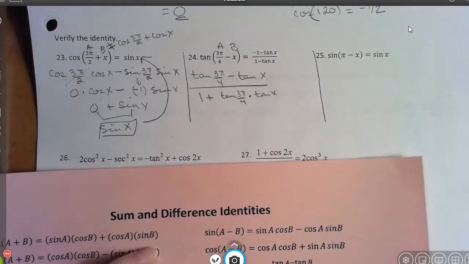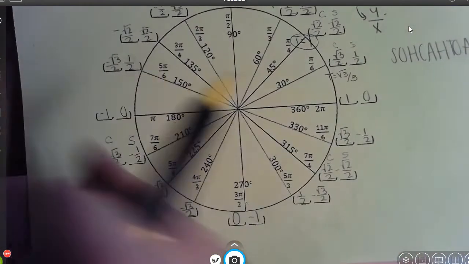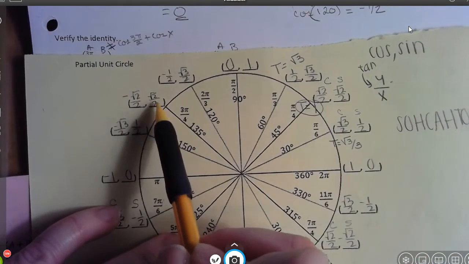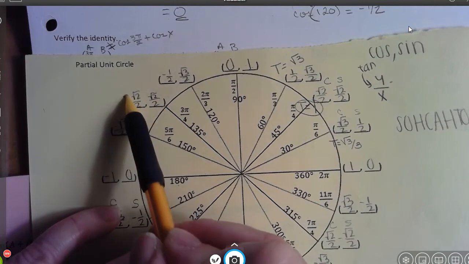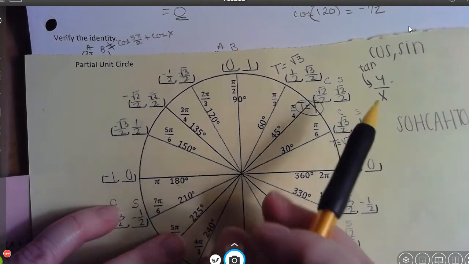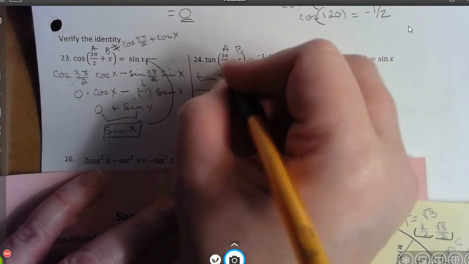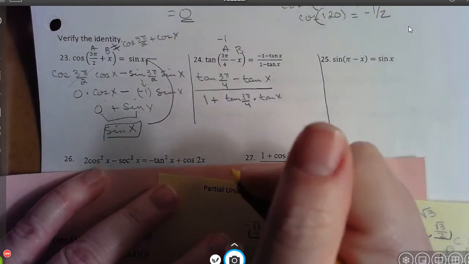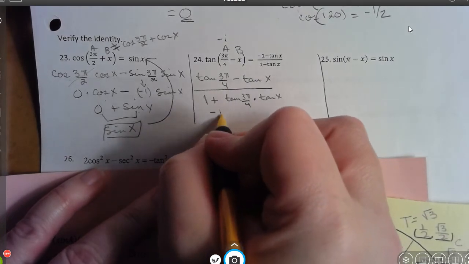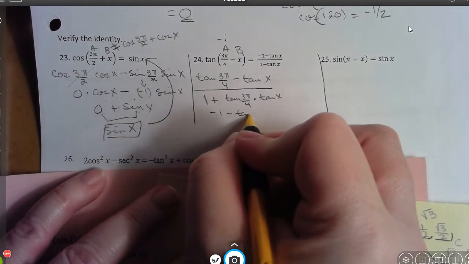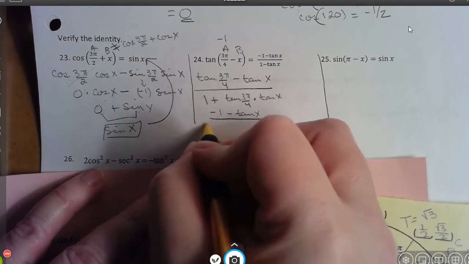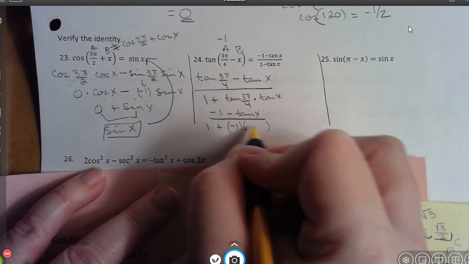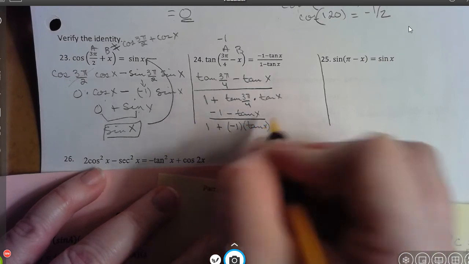So what is the tangent of 3 pi over 4? Well, let's look. 3 pi over 4, there it is, right here. It's going to be this over this. Well, these two things match, except one of them's negative, so it's a negative 1. So tangent of this is negative 1. Tangent of x is just tangent of x. So negative 1 minus tangent x all over 1 plus negative 1 times tangent x.